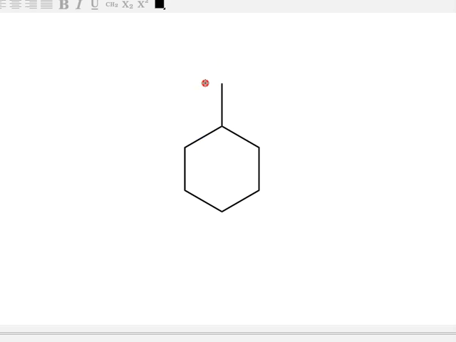Don't say 1-methyl cyclohexane. Why? Because there is just one substituent. If the methyl is here or here or here, there is no difference. For one substituent, the number of the substituent is not needed. For this example, you can say just methyl cyclohexane. Don't say 1-methyl cyclohexane.